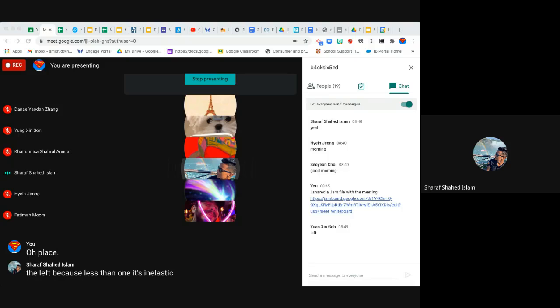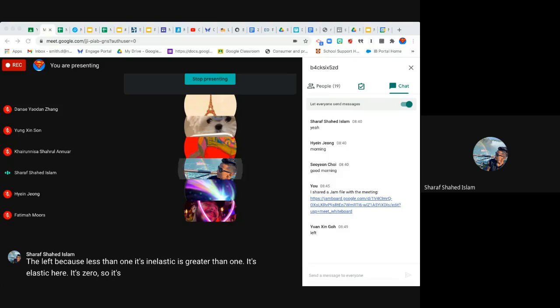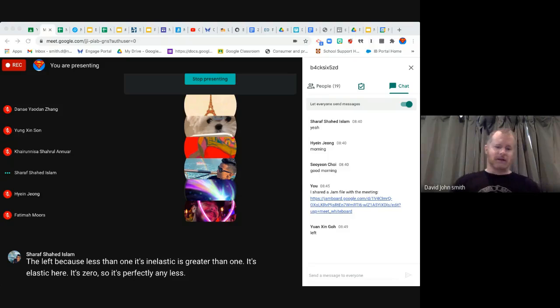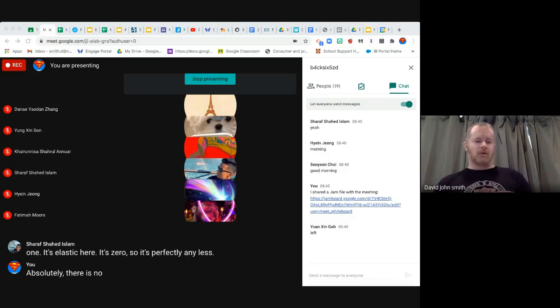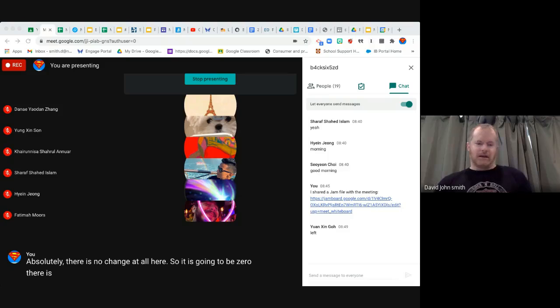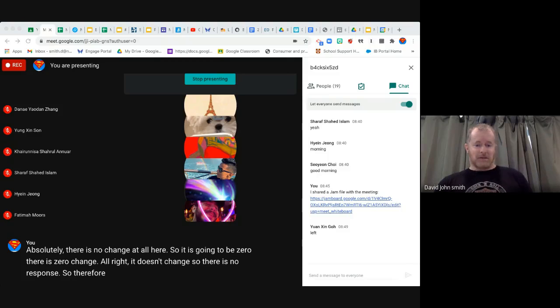because if it's less than 1, it's inelastic. If it's greater than 1, it's elastic. So here it's 0, so it's perfectly inelastic. Absolutely. There is no change at all here. So it is going to be 0. There is 0 change, right? It doesn't change. So there is no response. So therefore, PED equals 0.